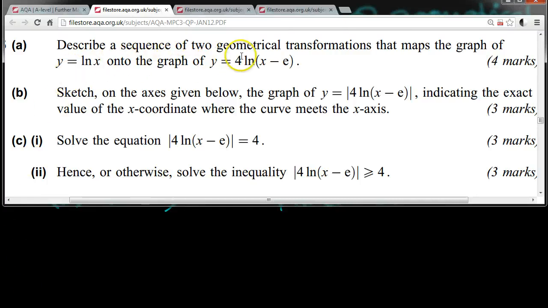Describe a sequence of two geometrical transformations that maps the graph of this function onto the graph of this function. Sketch on the axes given below the graph of y equals the modulus of this function, indicating the exact value of the x-coordinate where the curve meets the x-axis. Solve the equation here, and hence or otherwise solve this inequality.